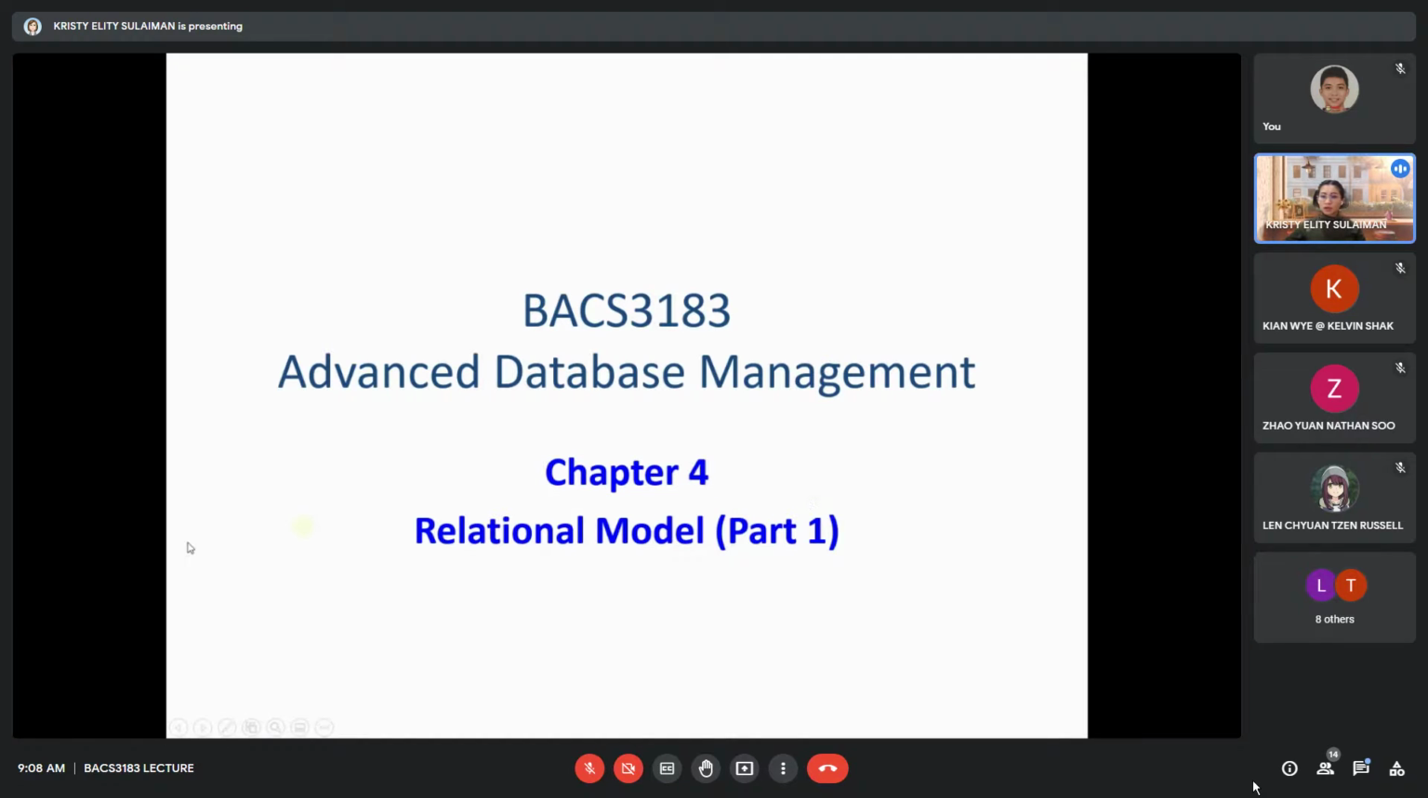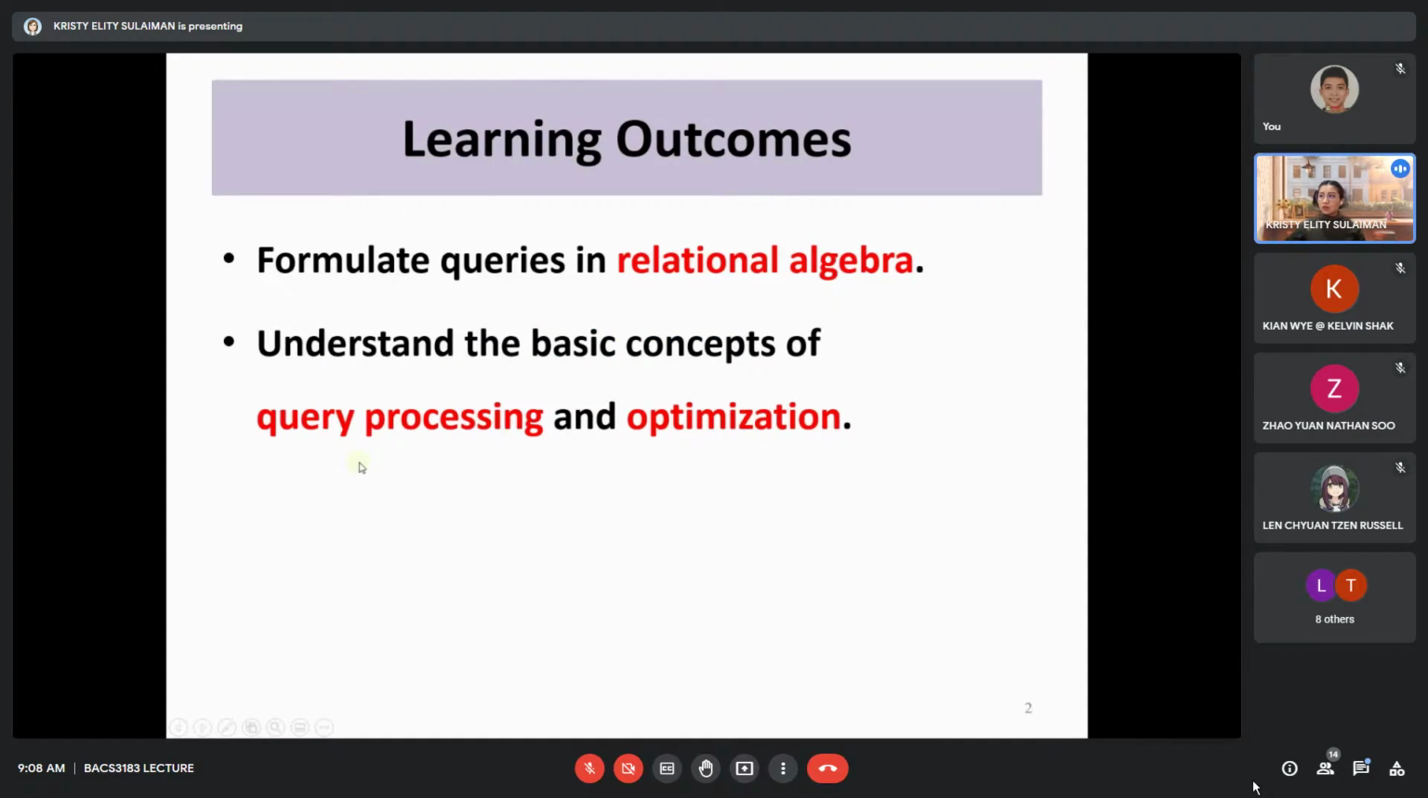Okay, so let's look at the learning outcomes for this chapter. We will be discussing how to formulate queries in relational algebra. And then you should understand the basic concepts of query processing and optimization according to the relational algebra. You should be able to do this after we have finished discussing this chapter this week and next week.